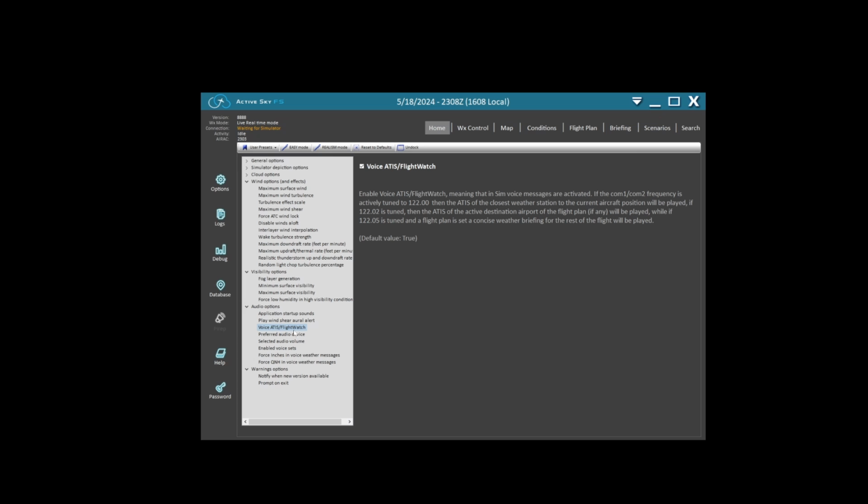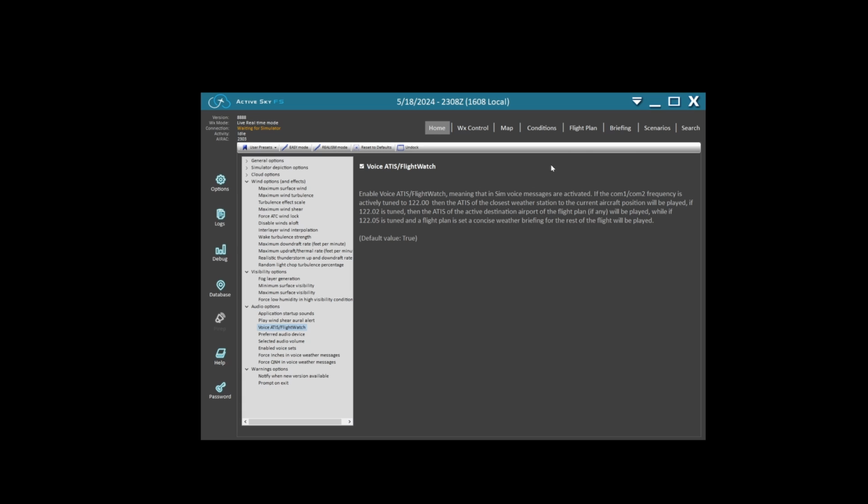If you want live ATIS based on where you're at, make sure you tick this as well. It gives you a voice ATIS system based on the tuning of your radio. If you read this very carefully, guys, each frequency does something slightly different. If you import a flight plan, it will give you either your departure or your arrival airport ATIS information, or if I believe it's 122.2, it gives you the closest weather station to the aircraft's current position. So it can continuously be updating based on where you're at.